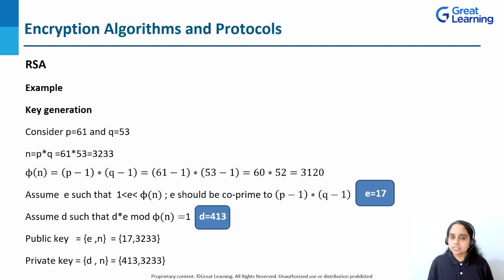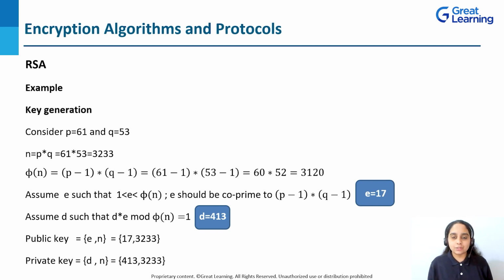So initially consider two large prime numbers, say P is equal to 61 and Q is equal to 53. As I mentioned earlier, it's better to consider two large prime numbers instead of small prime numbers. If you consider small prime numbers, the public key and private key will end up to be the same, which is not secure.